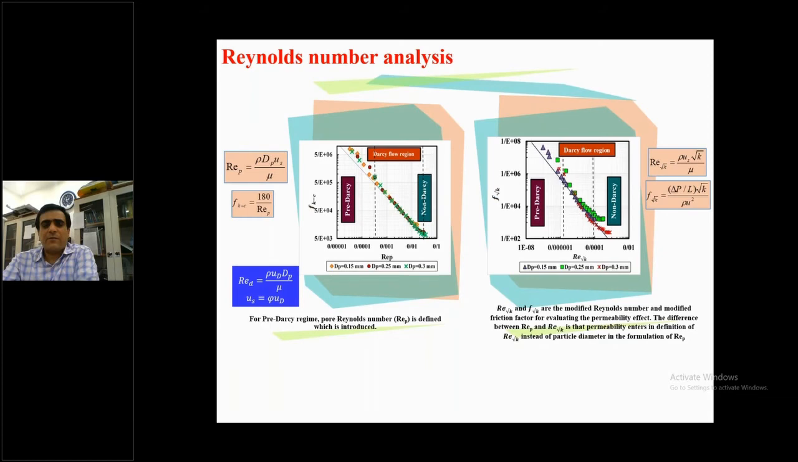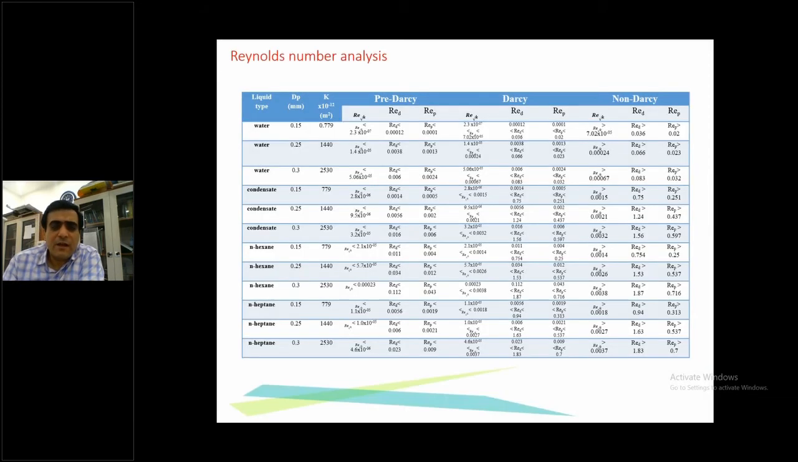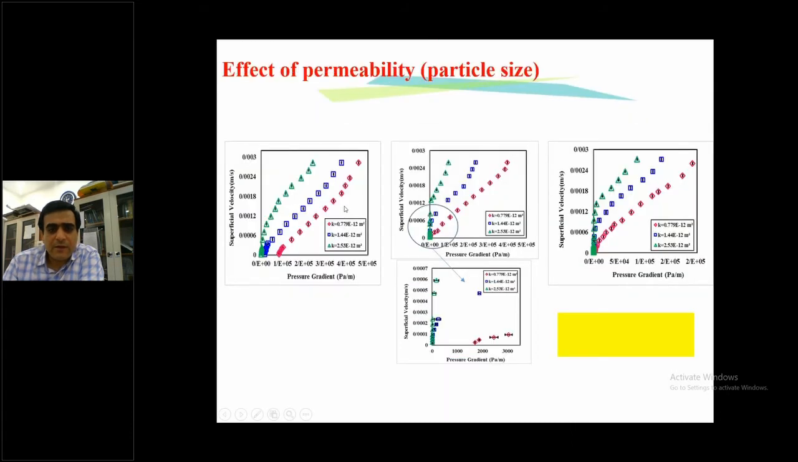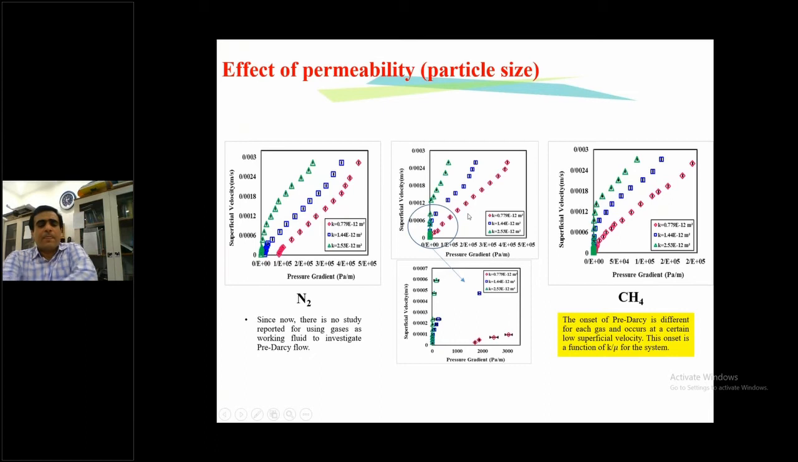This is the summary of the data, which determines the pre-Darcy, Darcy and non-Darcy equations for all liquid types and for all particles and for all permeabilities we have studied. And you can see here that even for the gas flow, we can observe the pre-Darcy flow.